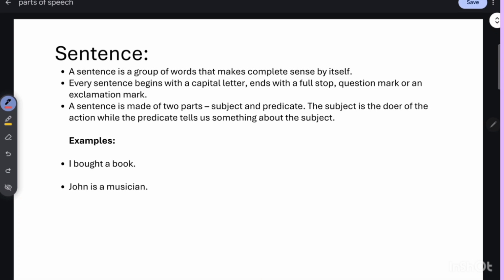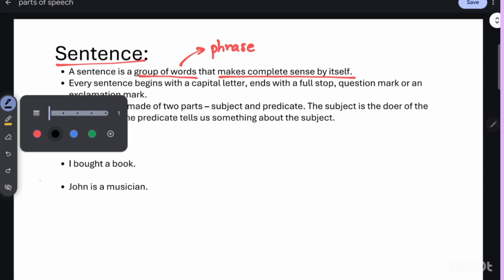In a sentence, there are two essential things that you are looking for. First, that it is a group of words. Whenever you put together a set of words and it makes complete sense by itself, then it is called a sentence. When it is just a group of words, we will call it a phrase. Let us take an example of a phrase.